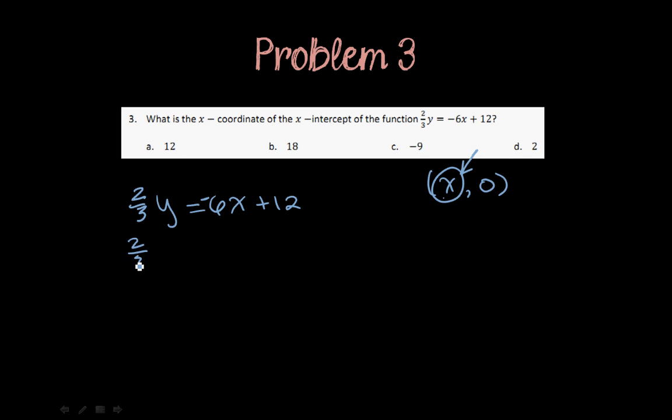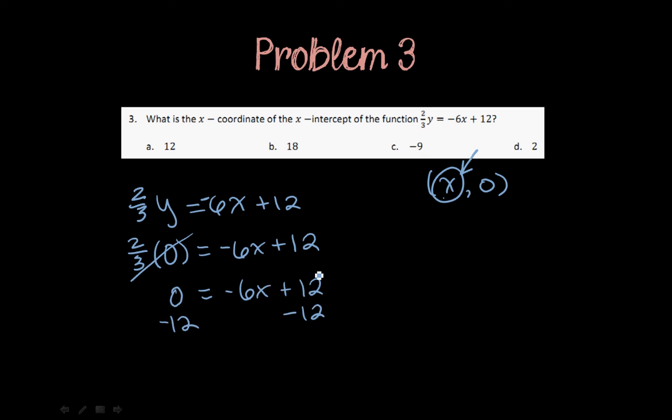So I'm going to put in a 0 for the y. Okay, that's going to drop out because 2/3 times 0 is just 0. Okay, and then I'm going to subtract 12 from both sides. And then, of course, my last step is to divide by -6. And so -12 divided by -6 is going to give us a +2. And so that gives us D as our answer, +2.